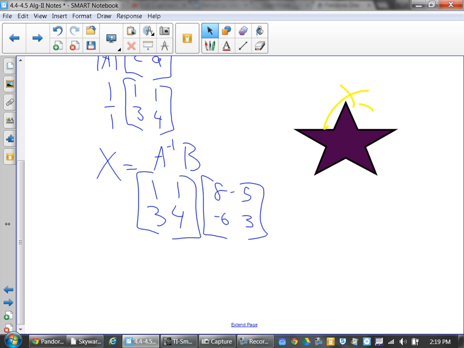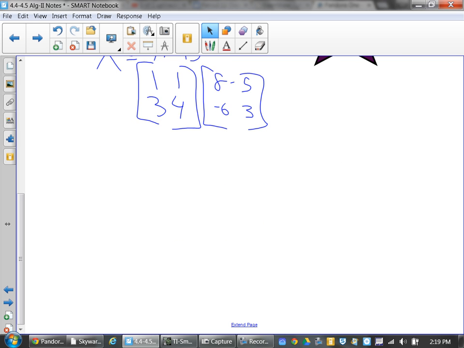When you multiply a 2 by 2 times a 2 by 2, what do you get? A 2 by 2. So how many times do you write down the first matrix? Twice. Oh, I remember. And then fill them in. 8, negative 6, negative 5, 3.